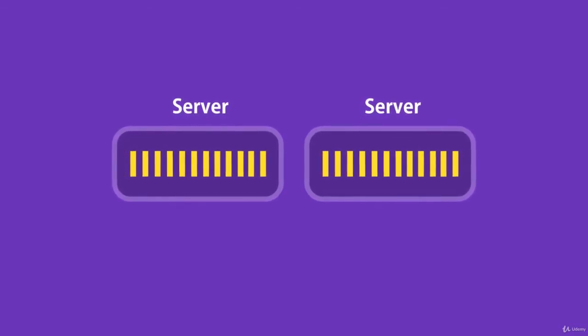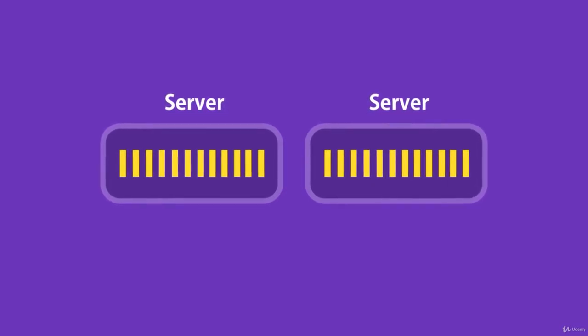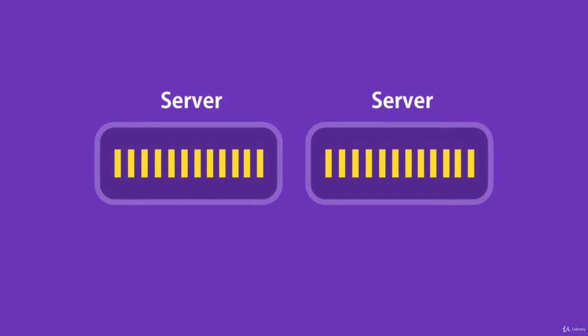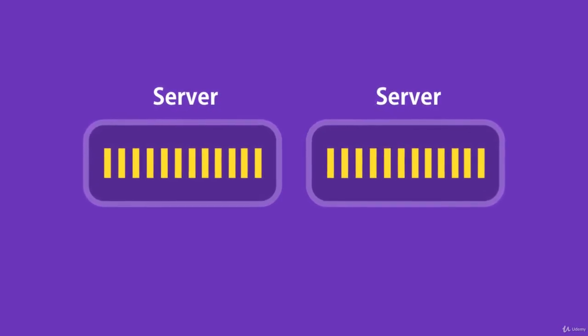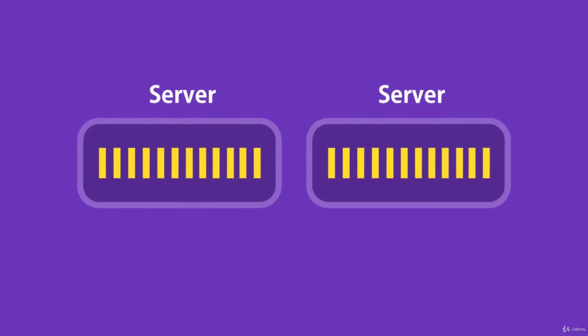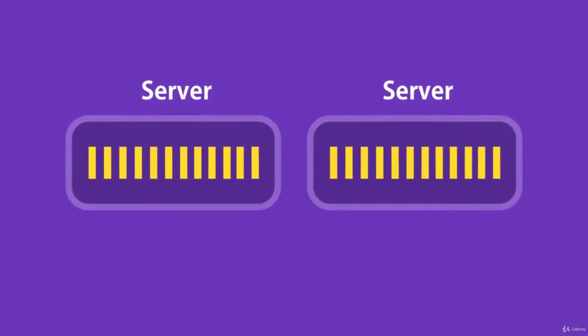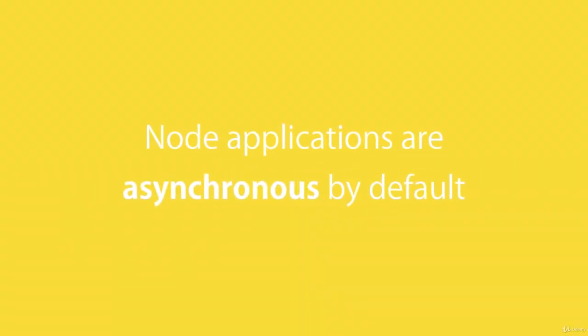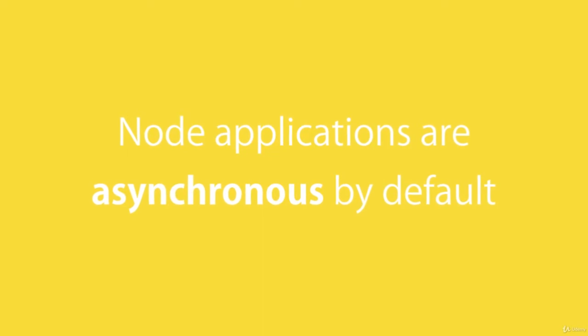This is the problem with blocking or synchronous architecture, and as I explained, that's how applications built with frameworks like ASP.NET work by default. Of course, in ASP.NET, it is possible to use asynchronous architecture, but you will have to do extra work for that. In contrast, Node applications are asynchronous by default, so you don't have to do anything extra.